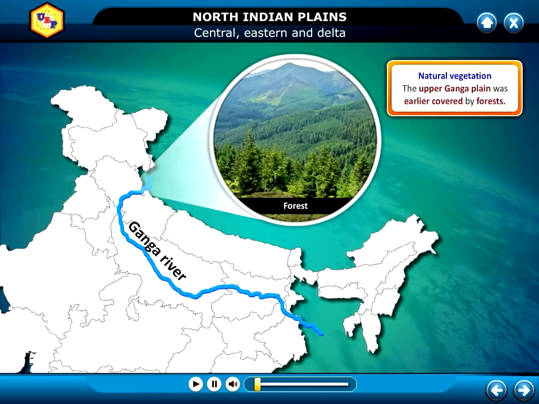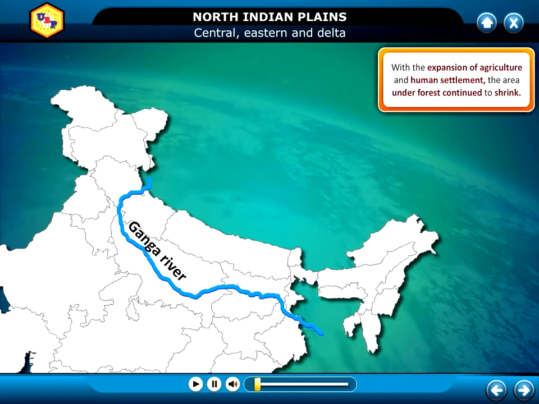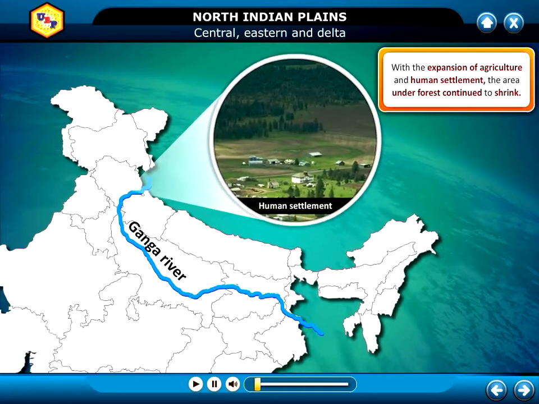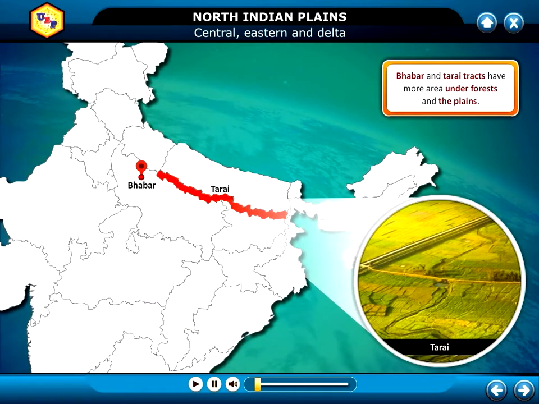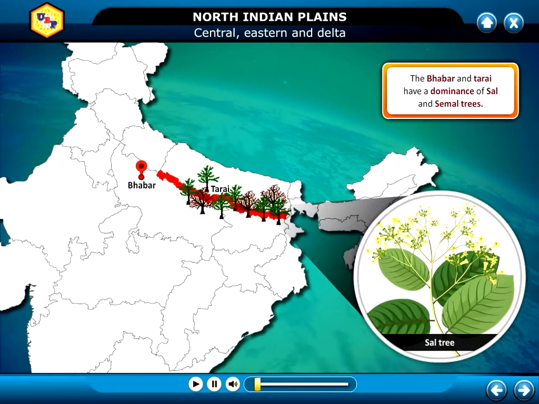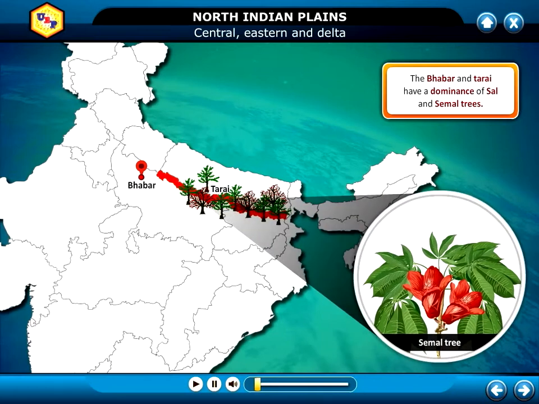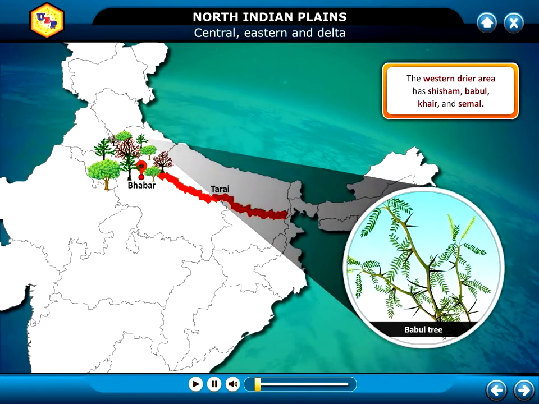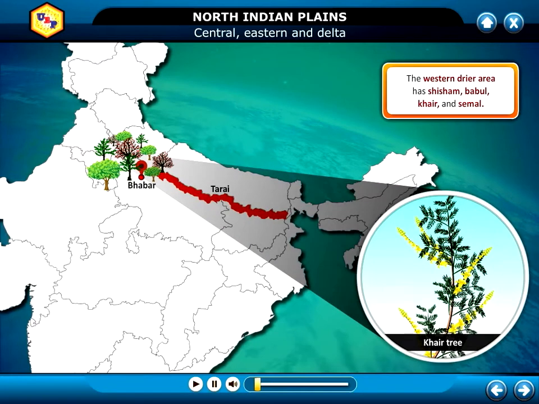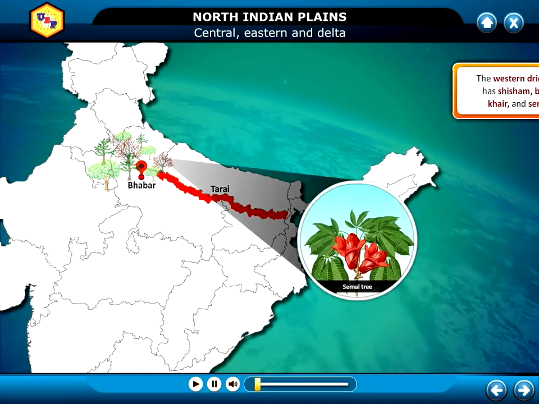Natural vegetation. The upper Ganga plain was earlier covered by forests. With the expansion of agriculture and human settlement, the area under forest continued to shrink. Bhabar and Tarai tracts have more area under forests in the plain. The Bhabar and Tarai have a dominance of sal and semal trees. The western drier area has shisham, babul, khair and semal.